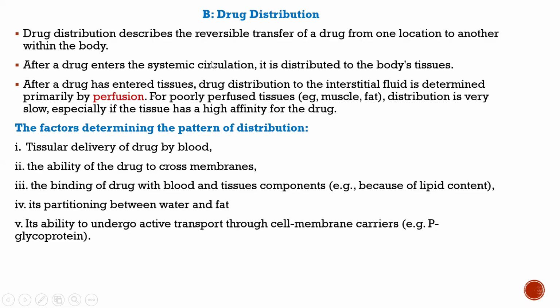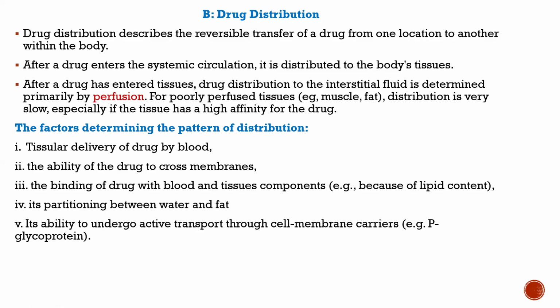So after a drug enters the systemic circulation, it is distributed to the body tissues. After the drug has entered the tissues, it is distributed to interstitial fluid. Drug distribution to the interstitial fluid is determined primarily by perfusion. For poorly perfused tissues, like the ones that are less permeable, for example the muscles or the fat, distribution is very slow, especially if the tissue has a high affinity for the drug. That means the tissue will bind to the drug, and it will not be easy for the drug to penetrate that particular tissue.